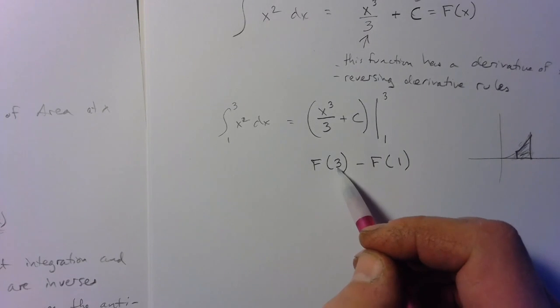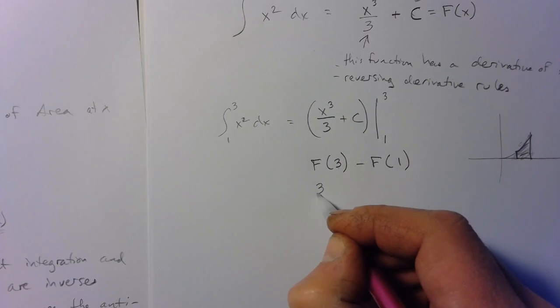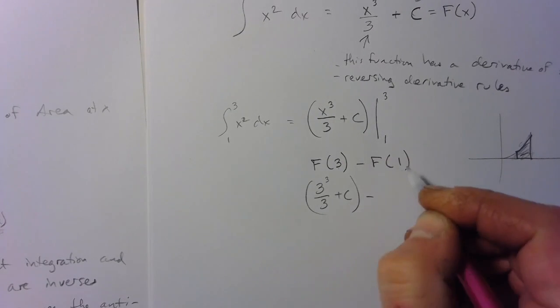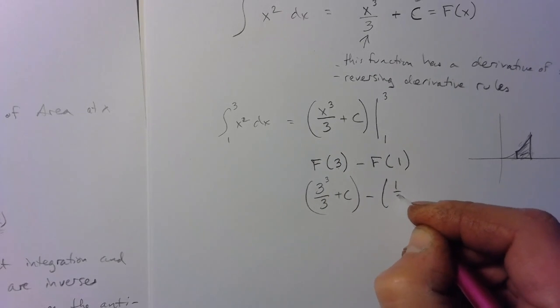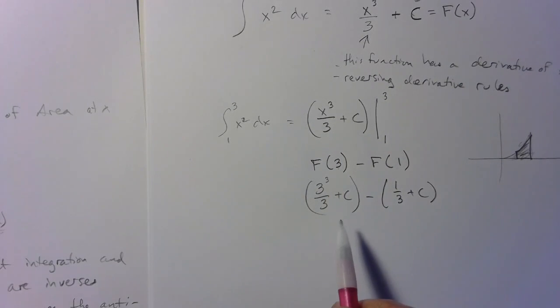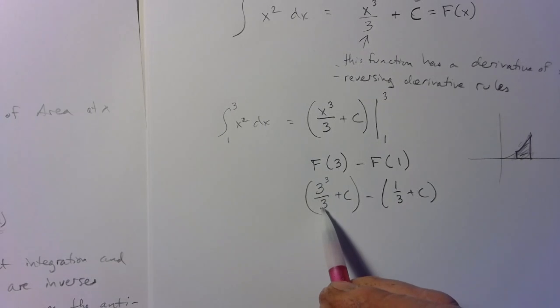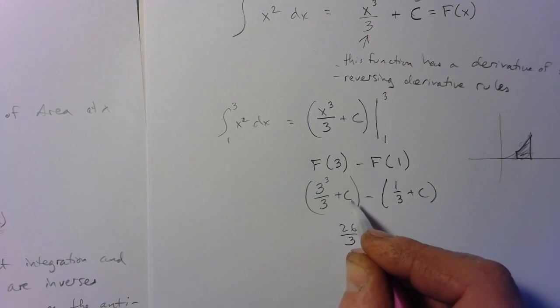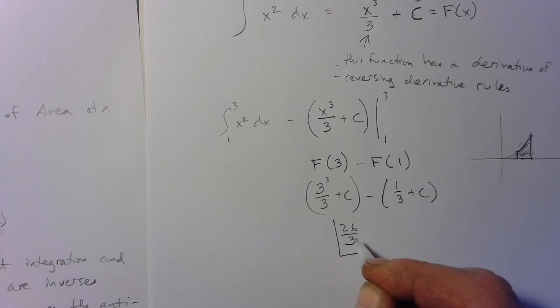So we'll take 3, I'll plug it in. I'll take 1 and plug it in. And then I'll subtract them. So that's 27 thirds minus 1 third, so that's 26 thirds. C minus C, that's 0, those cancel out. So this tells me, hey, there's the area, 26 thirds.